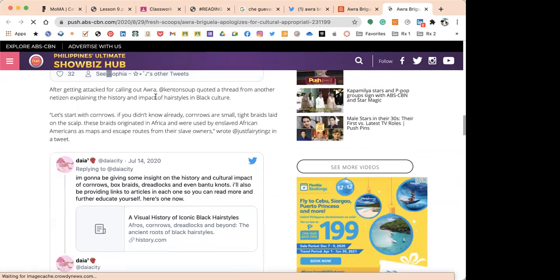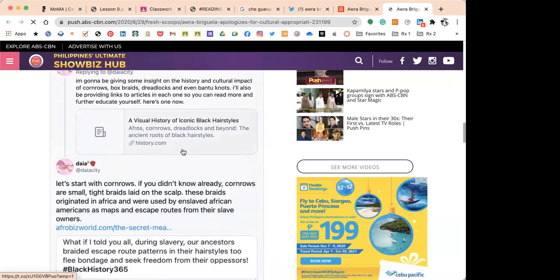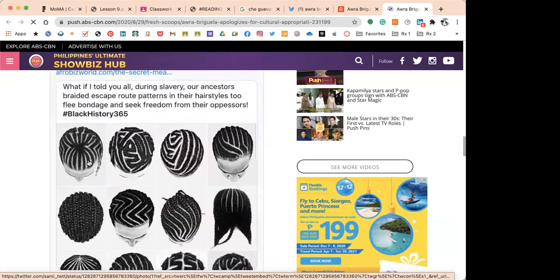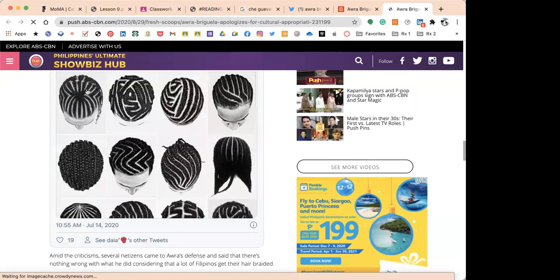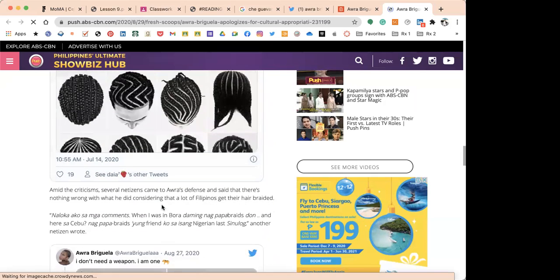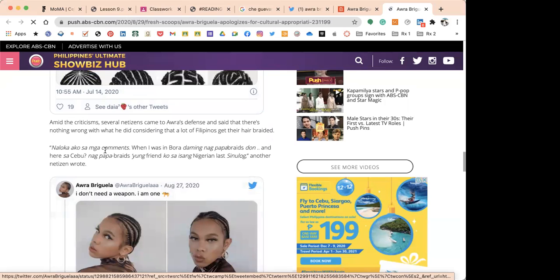"These braids originated in Africa and were used by enslaved African Americans as maps and escape routes from their slave owners." Oh, 'di ba? That's a very interesting history. That's why ito yung itsura niya. "During slavery, their ancestors braided escape route patterns in their hairstyles to flee bondage and seek freedom from their oppressors." So it has different styles because this is like an escape route. This is like a map. It's a cartography of sorts.